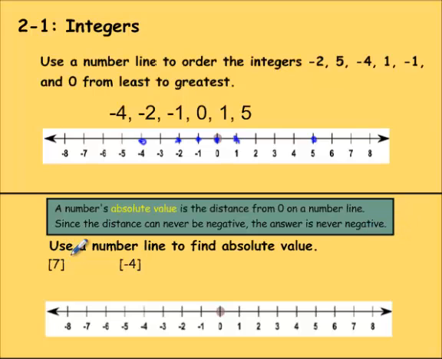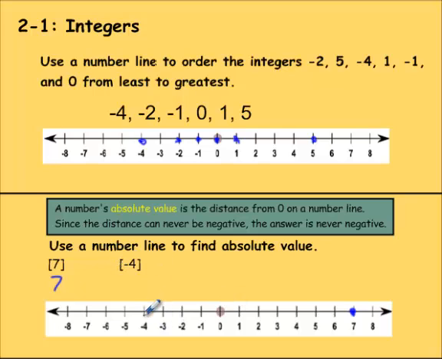So let's look at these two. We use a number line to find this here. We have positive 7. If I go over to positive 7 and draw that in, it's asking me how far away is that from 0? Well, it's 1, 2, 3, 4, 5, 6, 7 spots away from 0. It's 7 absolute value.